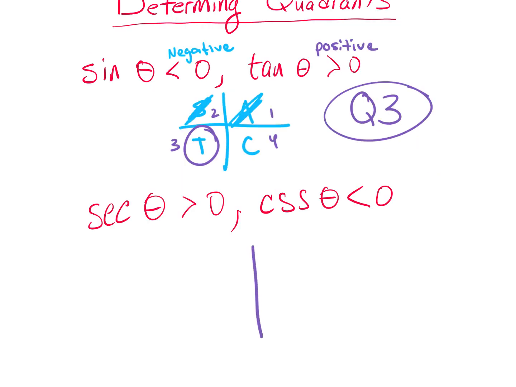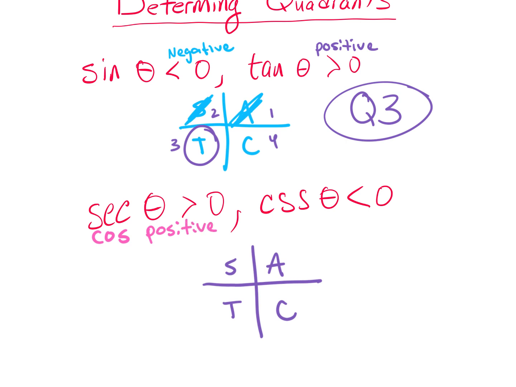Let's do the same thing for the next one. So I'm going to label my quadrants here. We have all students take calculus. Secant goes with which trig function? Cosine. So it says secant is greater than 0, but we know that means that cosine is greater than 0 too. So cosine is positive if it's greater than 0.